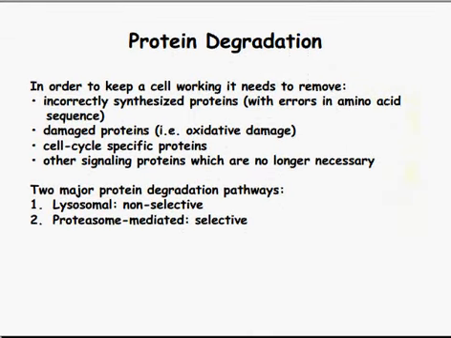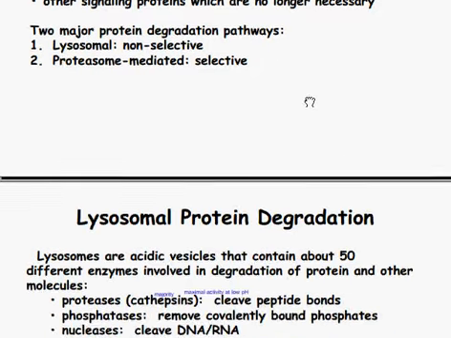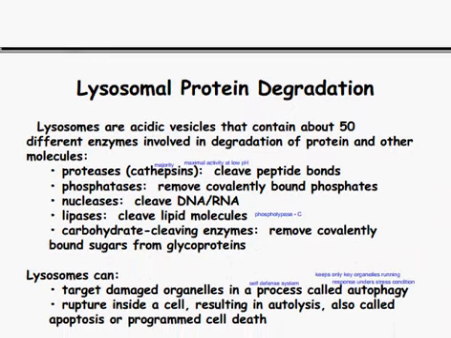Okay, so on that topic, in order to keep a cell working, it needs to remove incorrectly synthesized proteins, damaged proteins, cell cycle specific proteins, or other signaling proteins which are no longer necessary. So protein degradation, that's what's going on there. The two major protein degradation pathways are lysosomal, which is non-selective, or proteasome-mediated, which is selective. So let's go over lysosomal first.